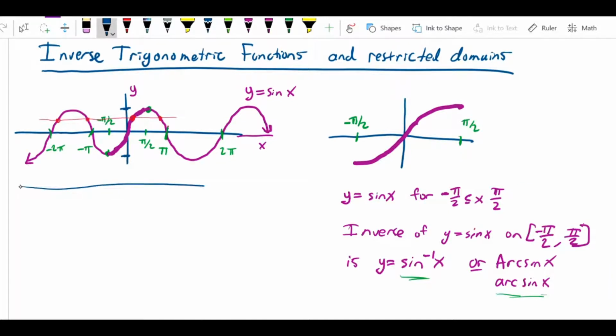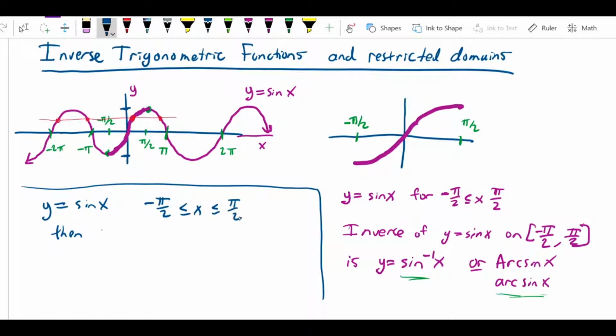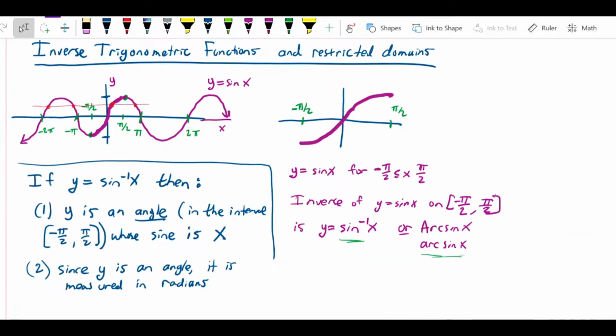Okay, so what are the properties of the arcsine function? Well, first of all, if y is equal to sine x, and I should point out where negative pi over 2 is less than or equal to x is less than or equal to pi over 2, then x is equal to sine of y. Okay, so let's just consider what the properties of the arcsine function are.